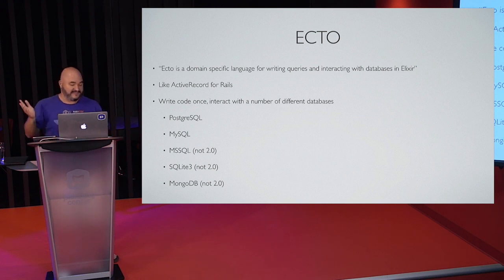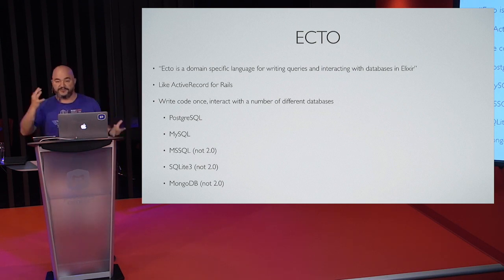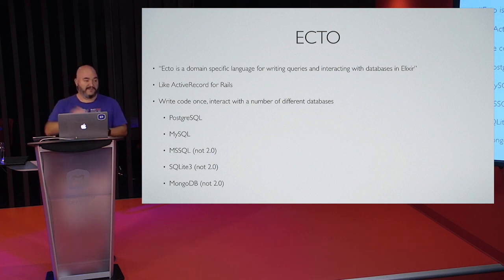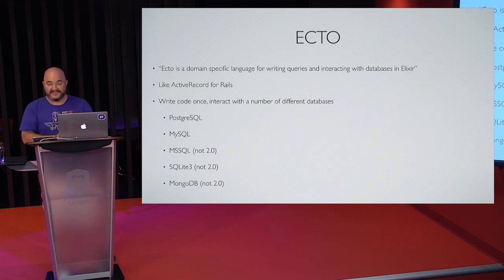Straight out of the docs, it says Ecto is a domain-specific language for writing queries and interacting with databases in Elixir. As boring as you'd expect from documentation. If you're familiar with Rails, it's kind of like Active Record. It basically ties your code and the database together, so you don't have to write SQL. It will do all that for you. It doesn't tie to a specific database. You can see here that it works with Postgres, MySQL, MS SQL, SQLite3, MongoDB.